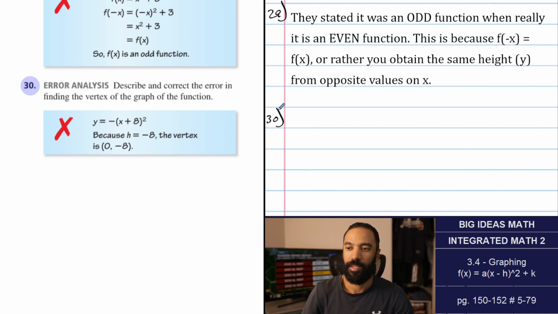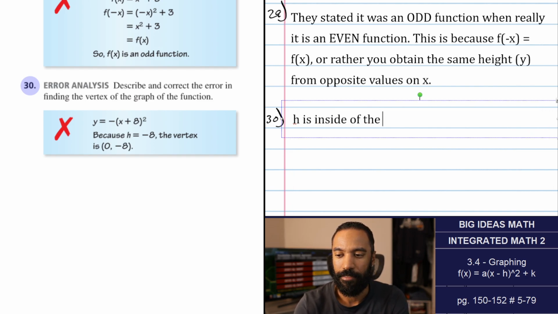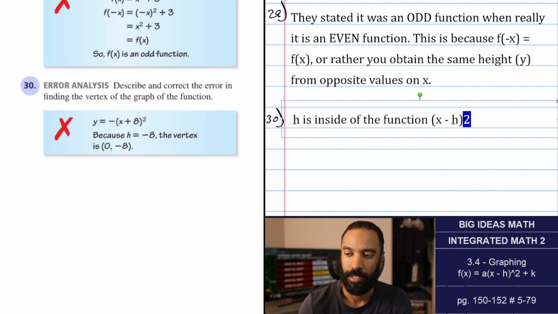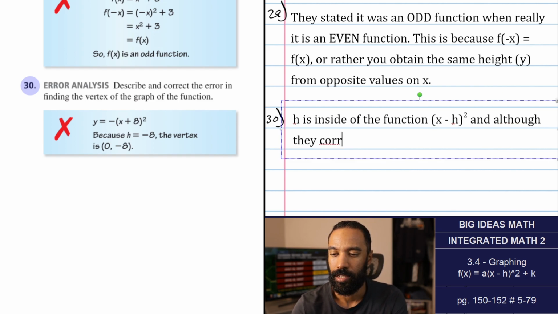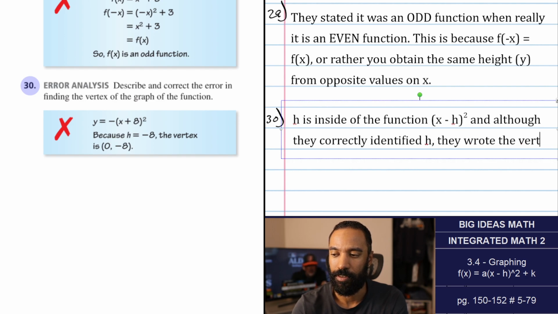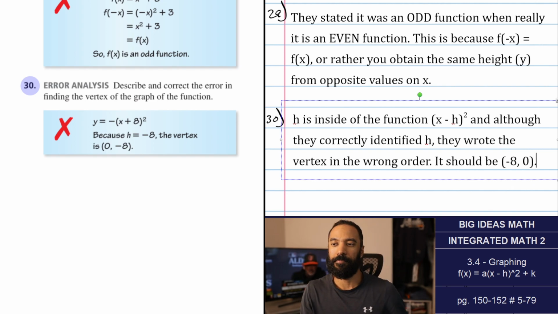So on number 30, h is inside of the function as an x minus h squared. And although they correctly identified h, they wrote it in the wrong spot. They wrote the vertex in the wrong order. It should be negative 8 comma 0, right?